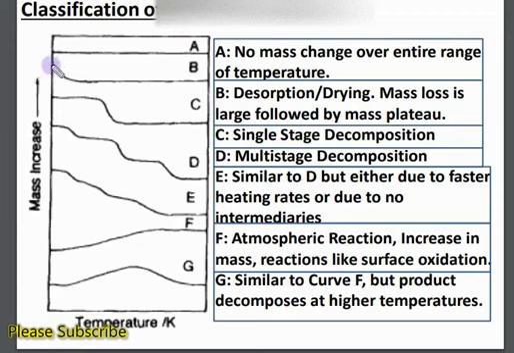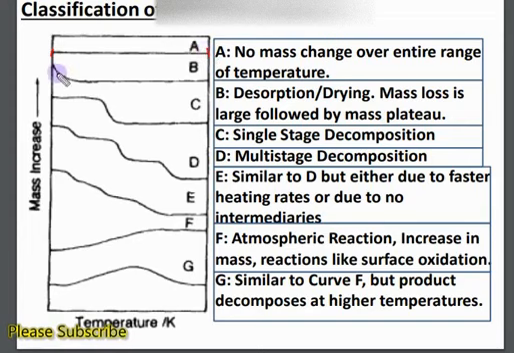First of all, look into this curve, which is curve A. In the y-axis, again I repeat, we have the change in mass, and in the x-axis we have the temperature increasing from left to right. In curve A we are seeing that it is a straight line. There is no change in mass in this curve. Practically, this curve indicates that there is no change in mass over the entire range of temperature. From this temperature to this, there is no change in mass, and we can also conclude that A is stable in this temperature range.